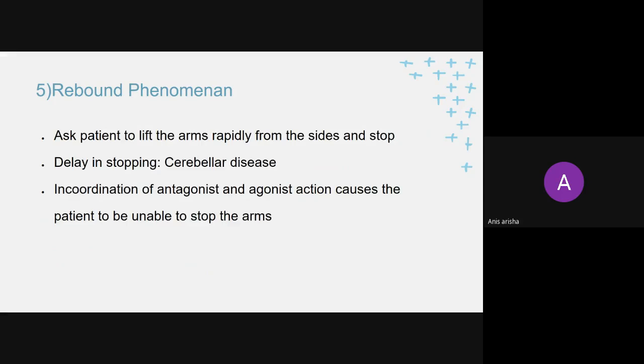Next, the rebound phenomenon. We ask the patient to lift the arm rapidly from the side and then stop. If there is a delay in stopping, there is cerebellar disease. Why does the rebound phenomenon occur? Because there is lack of coordination of the antagonist and agonist action of the muscles of the arm, so the patient is unable to stop the arm.